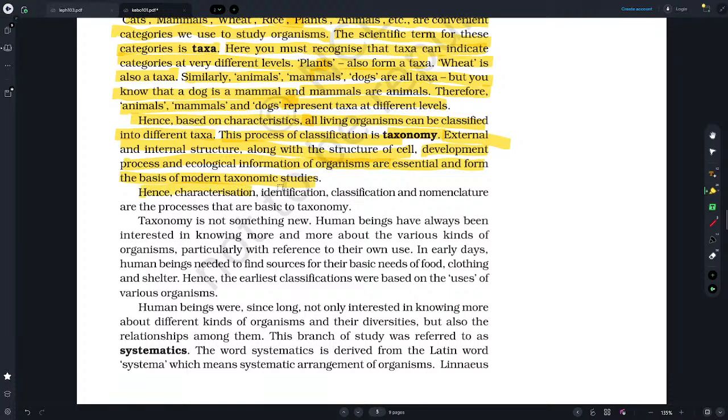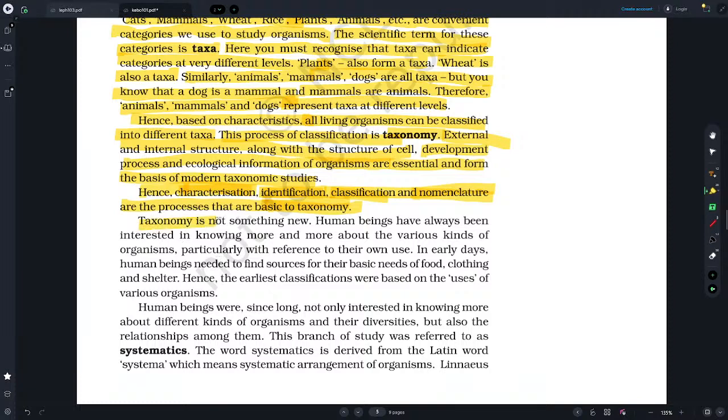Hence, characterization, identification, classification and nomenclature are the processes that are basic to taxonomy. The basics are characterization, the individual characters we find out; identification, identifying it from various different organisms; classification, grouping it; and of course followed by nomenclature. These processes are basic to taxonomy.